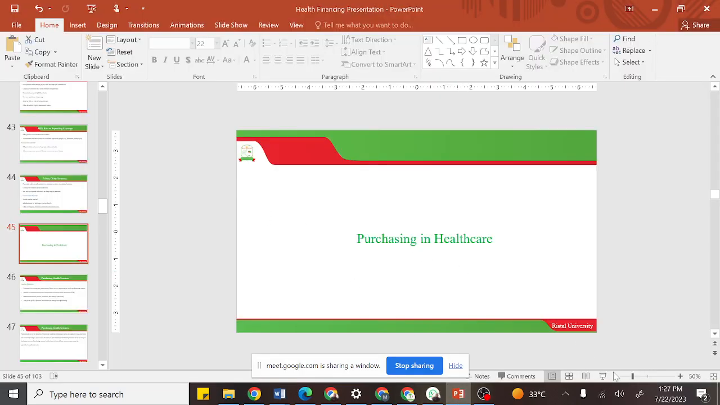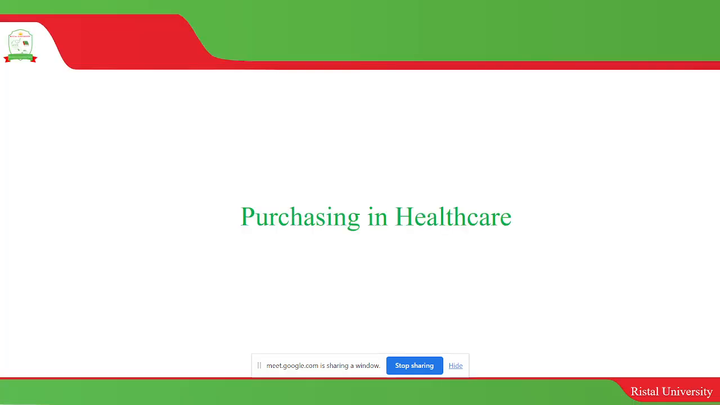So in this presentation, we are going to be discussing purchasing in healthcare. Basically, we are looking at how to procure or how to pay for healthcare services that the population is receiving.